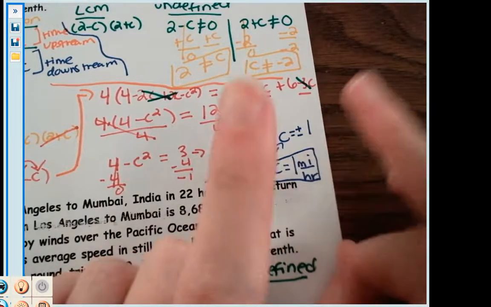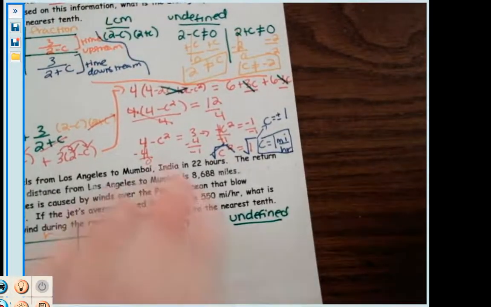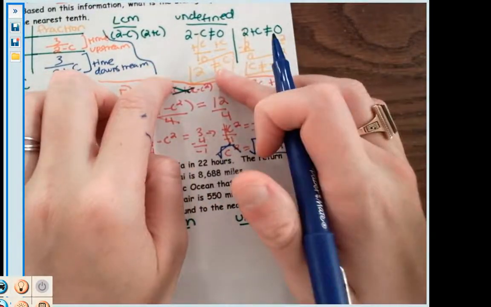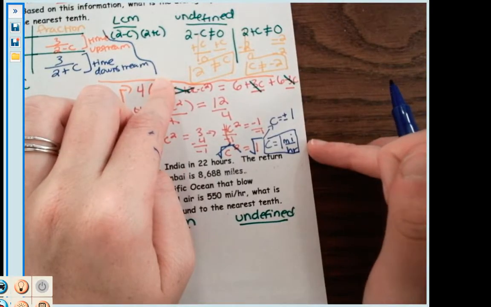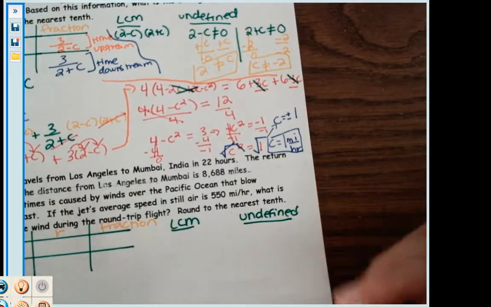But technically, before I circle this, I need to check back at my undefined values. The only values that are not allowed to work are 2 and negative 2, which I didn't get either of those. So yay. The rate of the current is simply 1 mile per hour.